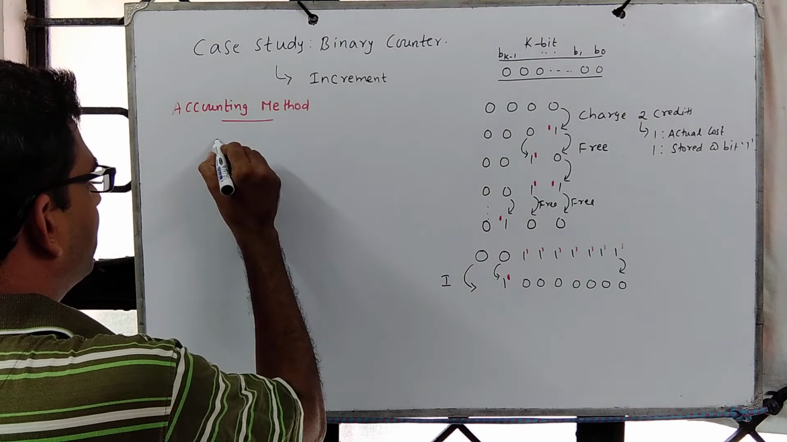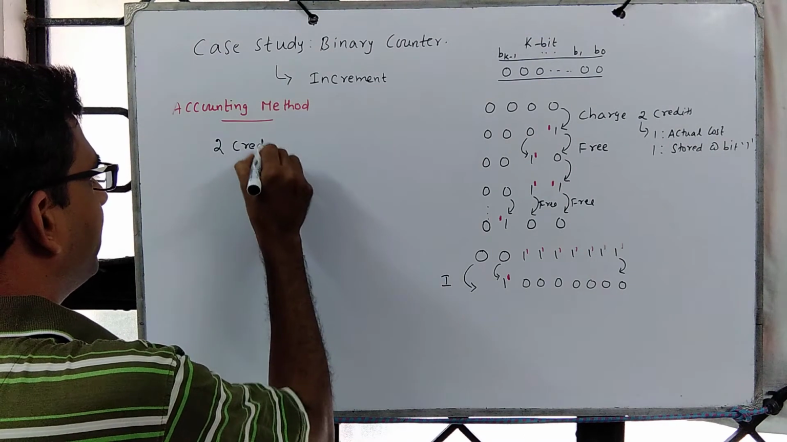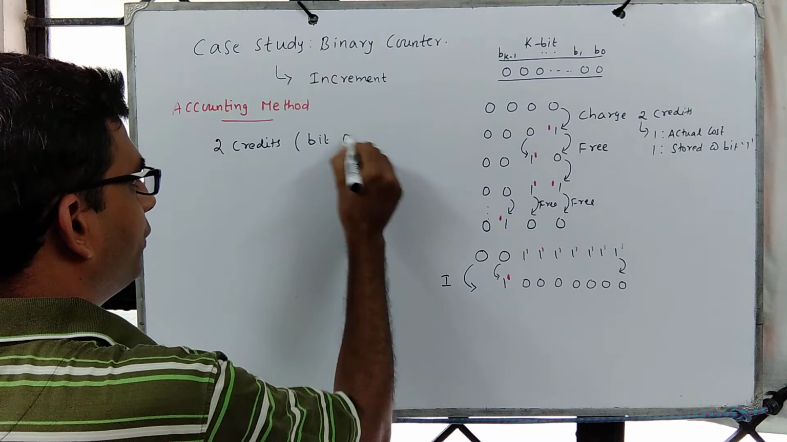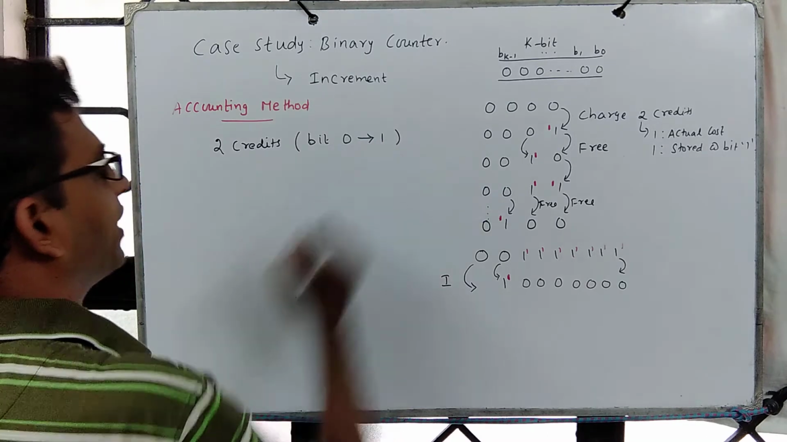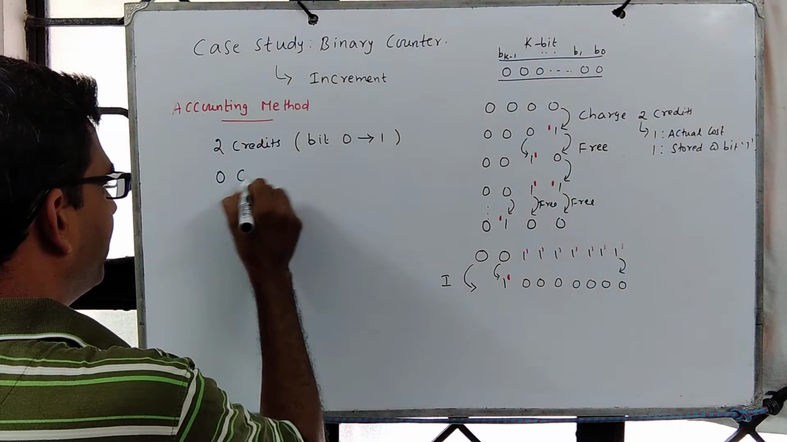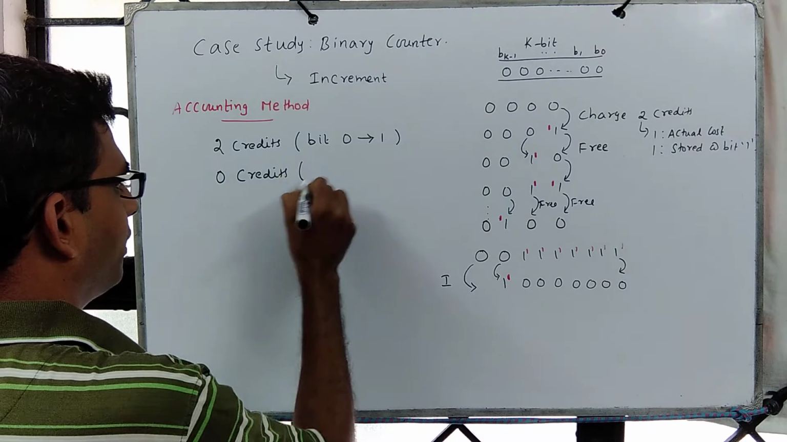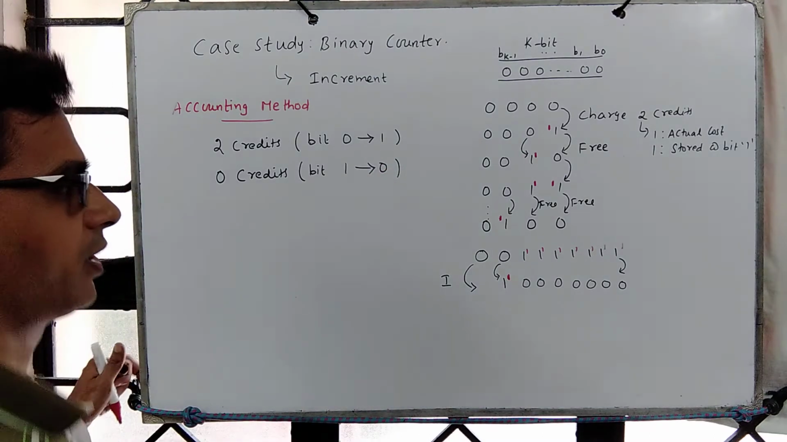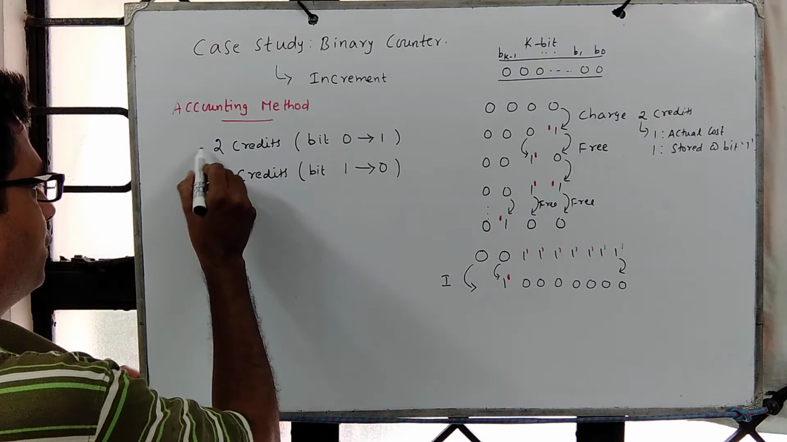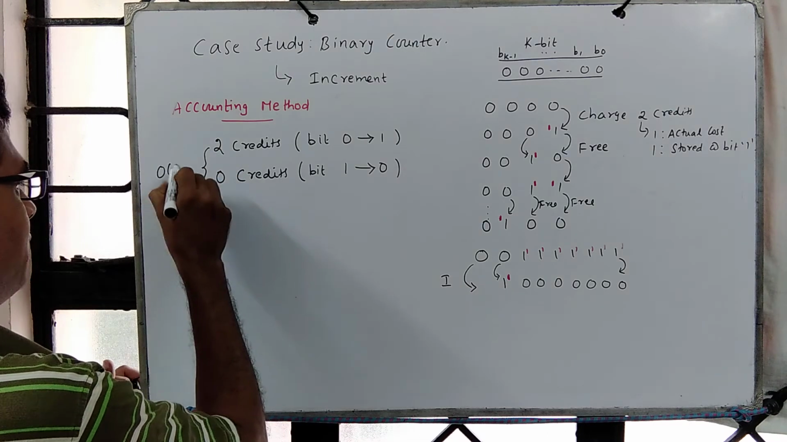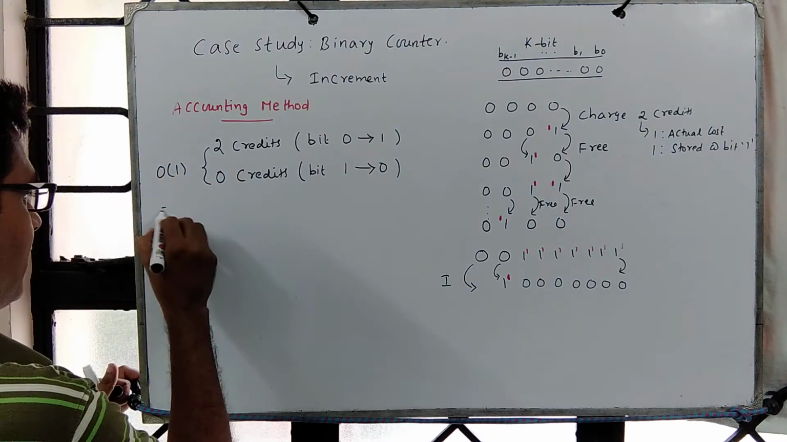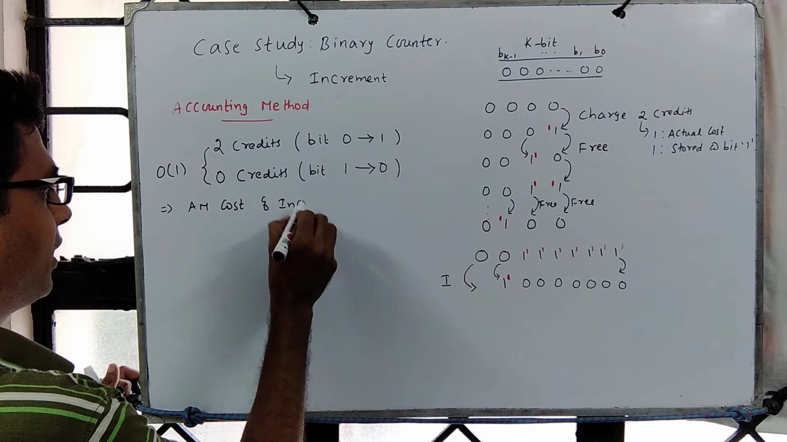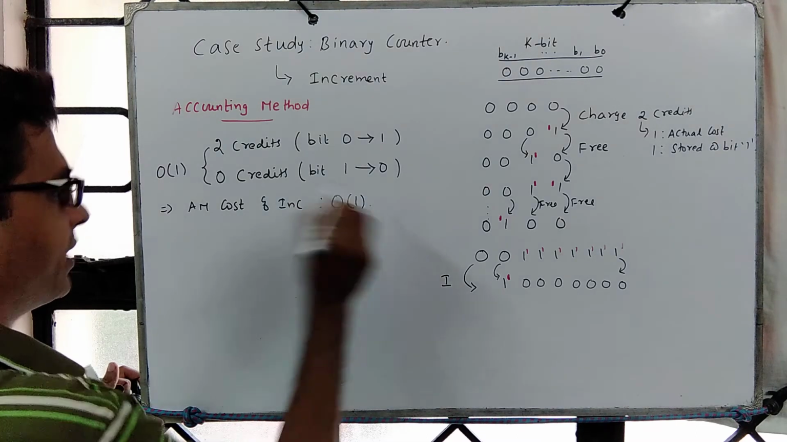So as part of the accounting method, we charge 2 credits when a bit 0 is flipped to 1, and 0 credits, it is free, when a bit 1 is flipped to 0. That is all, and both are constant, so it is order 1. So this implies that the amortized cost of increment following the accounting method is constant.